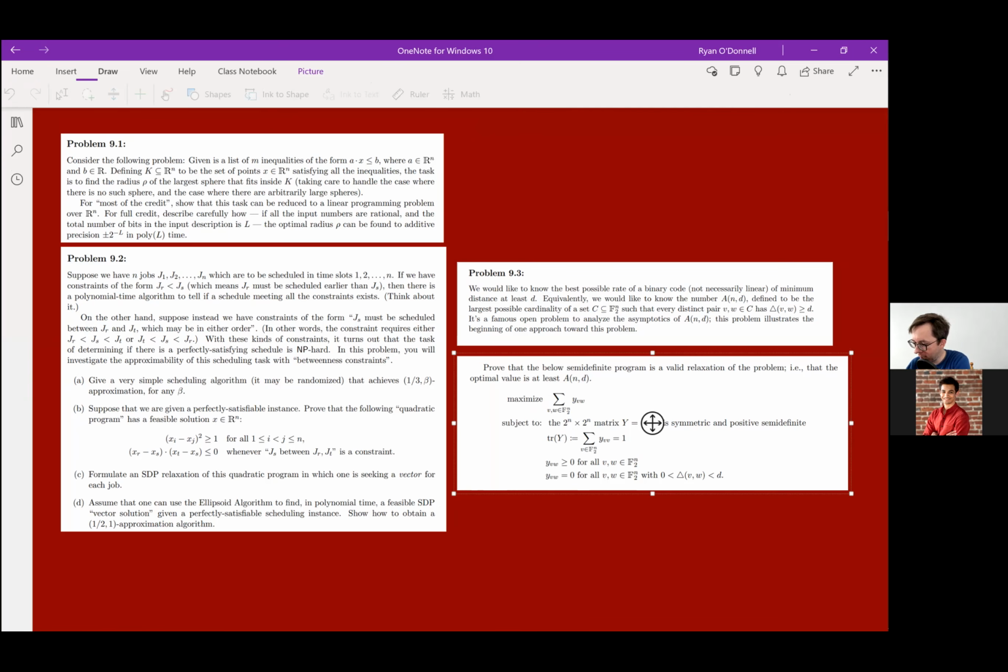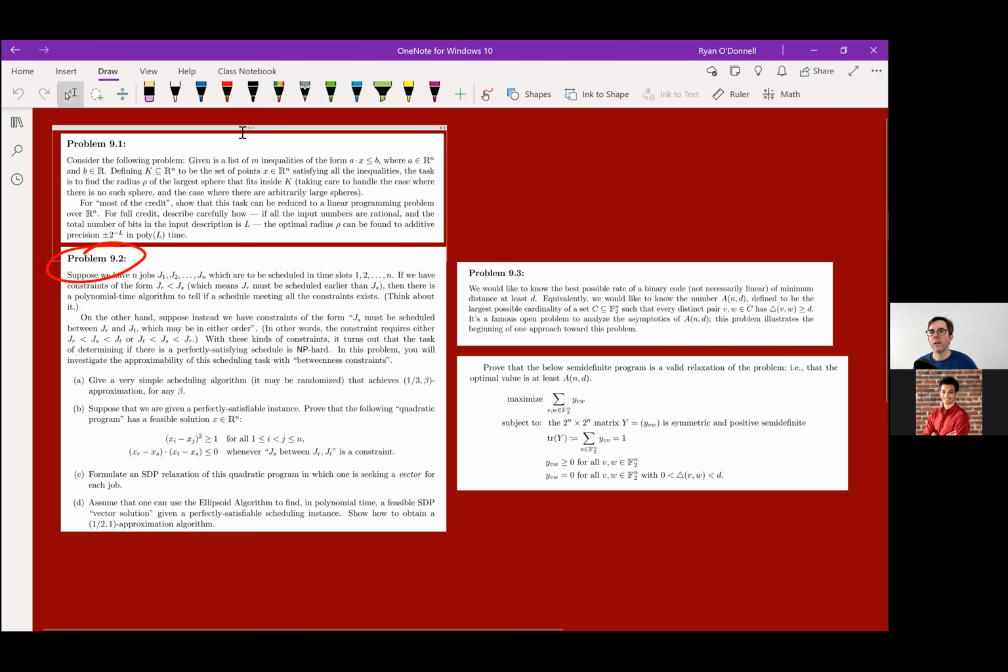Actually, before 9.2, because 9.2 is probably harder, in 9.1, maybe I'm missing something here, but isn't this just a Chebyshev center kind of problem? Or is that not the right intuition? I don't know what Chebyshev center means, so maybe it is. Oh, sorry, it's the convex optimization thing, I just copied it from Boyd and Vandenberghe.